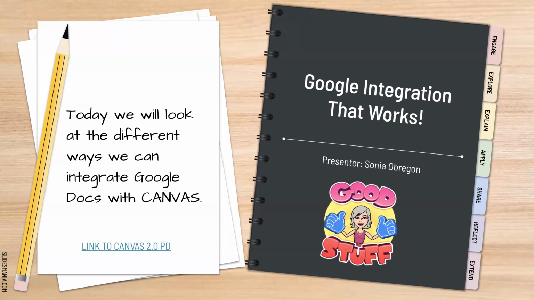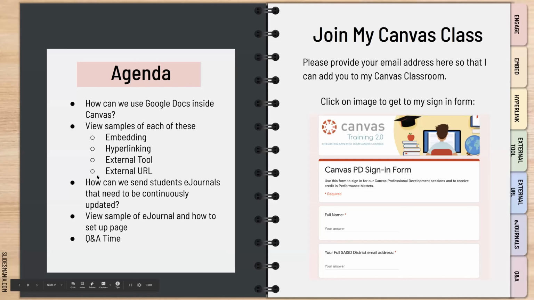so that if you have any questions about does one way work better than the other, or maybe you're trying to find something, a need you're trying to meet, but you can't figure out which is the best way, we're going to go through all of the ways here and then we can talk about that. All right, so the different ways we're going to review, and you'll see here on the agenda, we're going to look at embedding. We're going to look at hyperlinking, using the external tool, and then using external URL. So really 4 main ways that we can integrate the Google Docs.